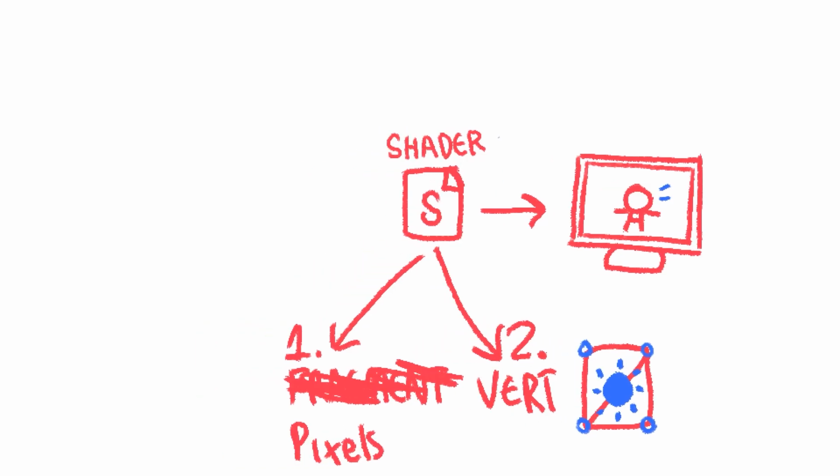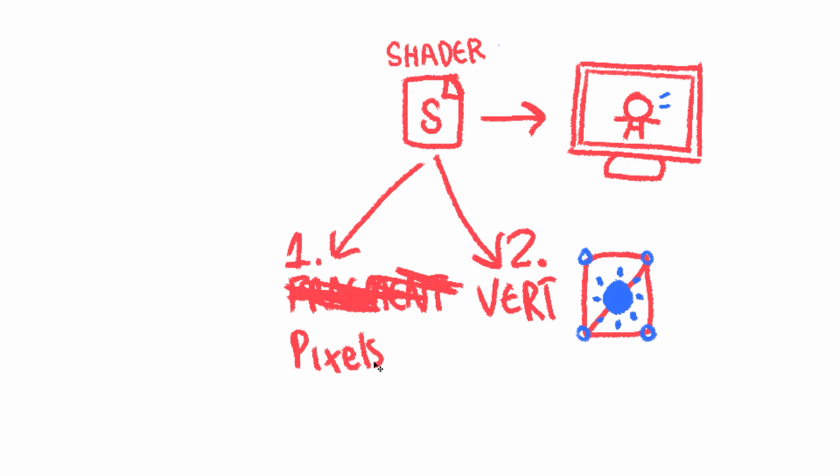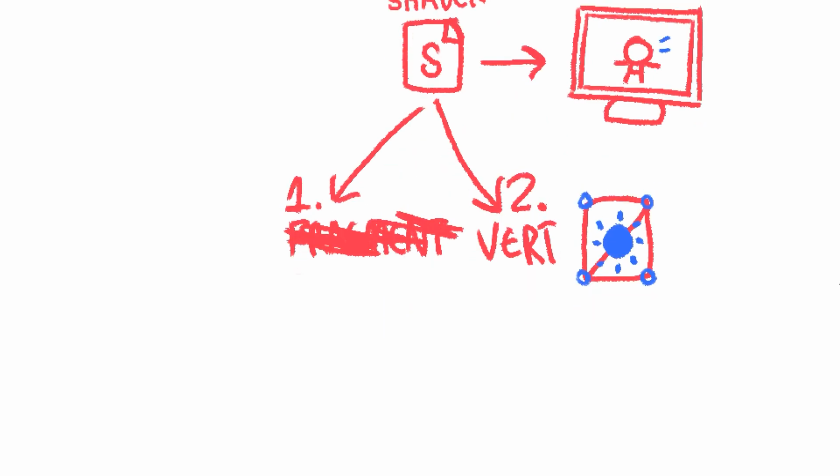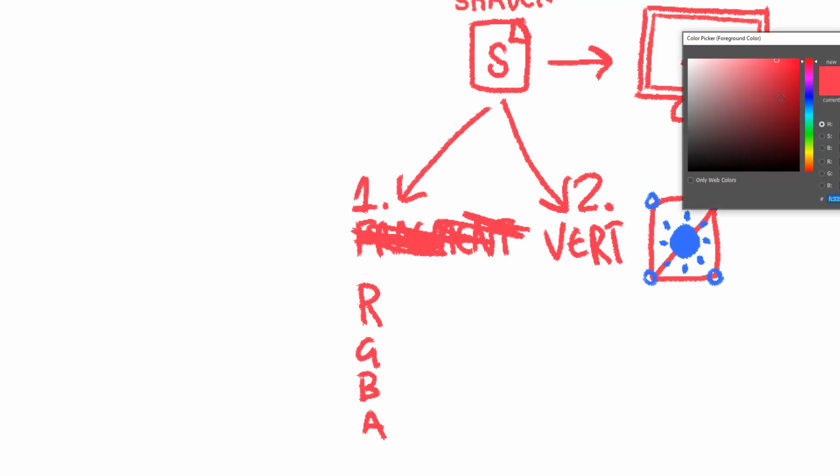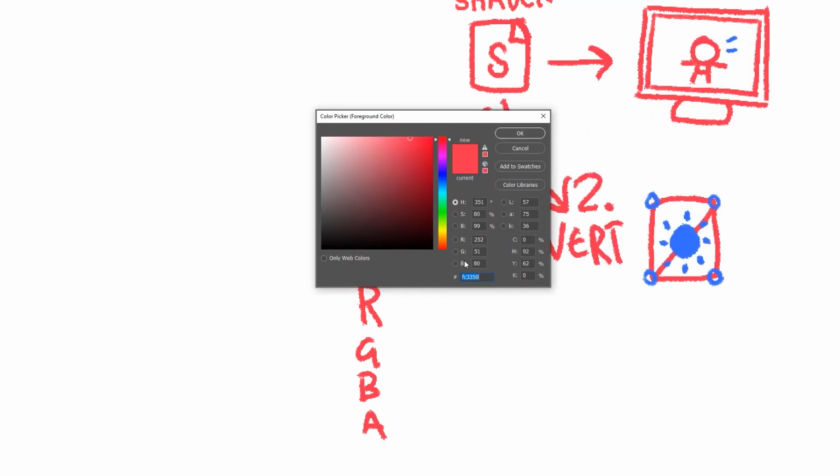And the pixels, or the fragment, I can break down a little bit more. The fragment is made up of basically RGBA values, so I'll write that down. RGBA. And let's just draw a picture to get that going a bit. So you see here in Photoshop, you have RGB. So it's actually the exact same thing.